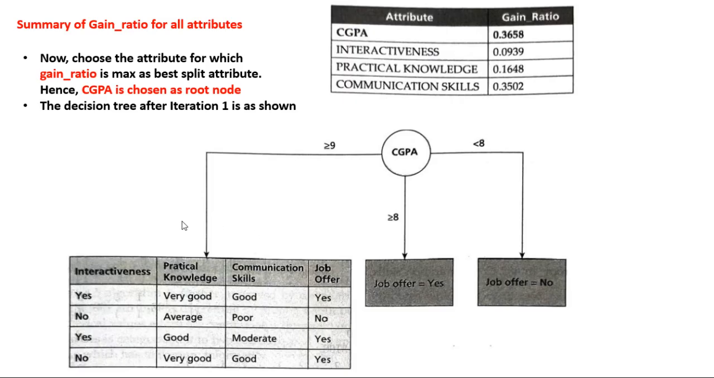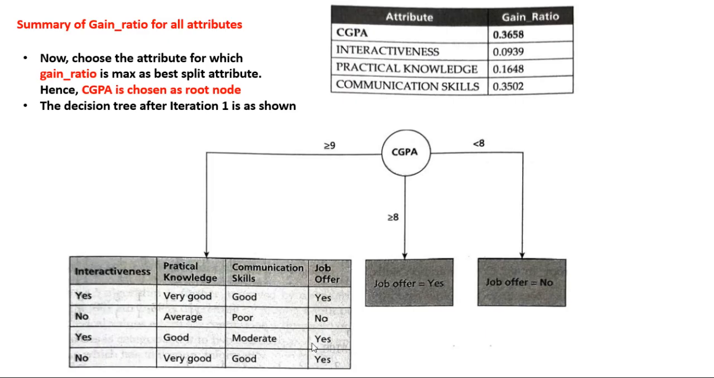Now again you have to repeat this step, right? Out of these 3 I will have to see which is going to be my next sub node. So I'm going to have a sub node here. Should I choose interactiveness or practical knowledge or communication skills?